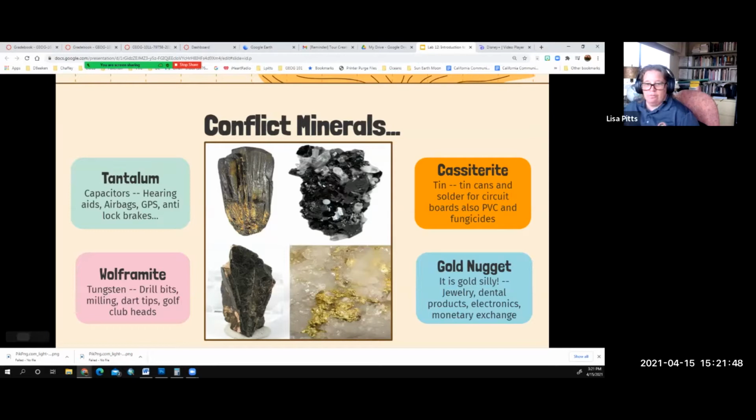highly corrosion resistant bimetal. And so we use them a lot for, like, drill bits and things like that, because it's really strong. So anyways, these are important.